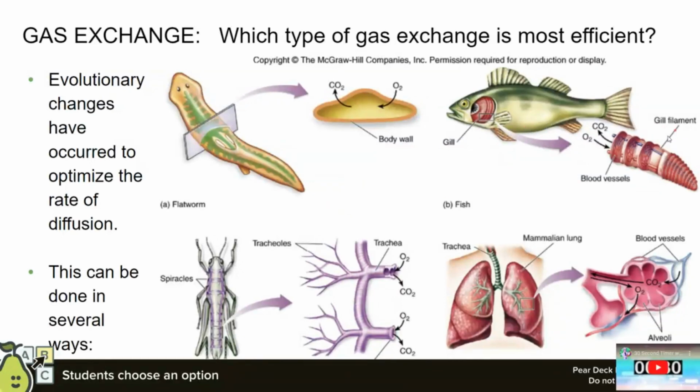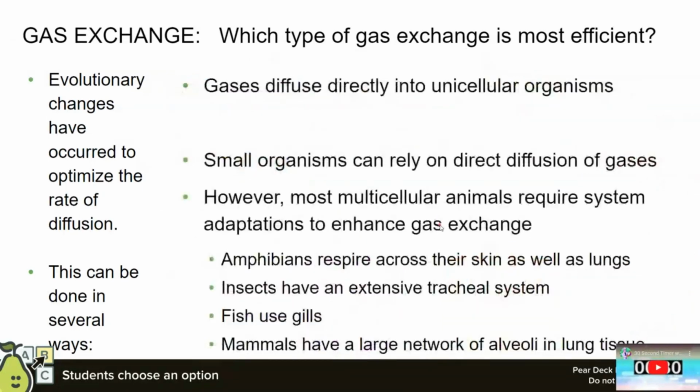Larger animals still, like fish, have something called gills, and in gills, the capillaries run through these areas with lots and lots of surface area. So you can see here an effort to increase the surface area. But we also have lungs, which have all of these tiny little alveoli, or tiny little air sacs, which also increase the surface area, and you can see our blood vessels going through there. So gases can diffuse directly into the organism if they're small enough, but once they start getting bigger, they're going to require more complicated adaptations to achieve that gas exchange. We just went through a few, such as amphibians and planarians using their skin, insects having a tracheal system, fish using gills, and mammals having alveoli.